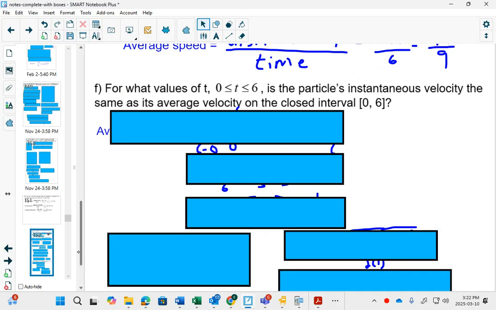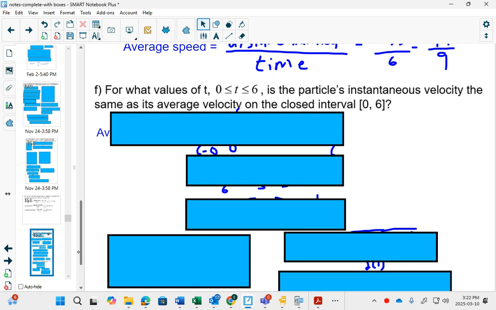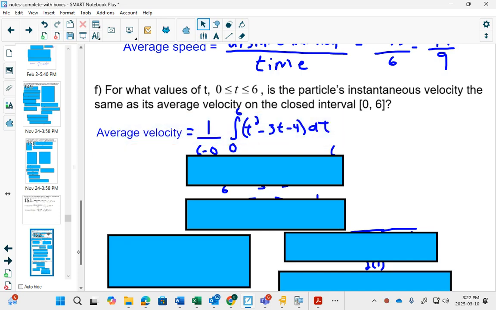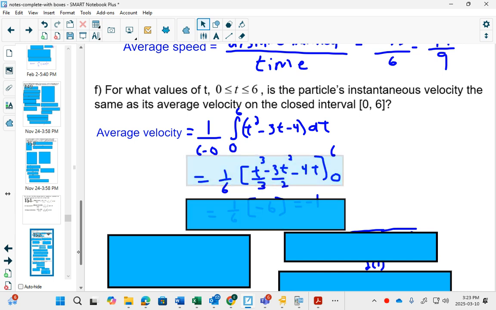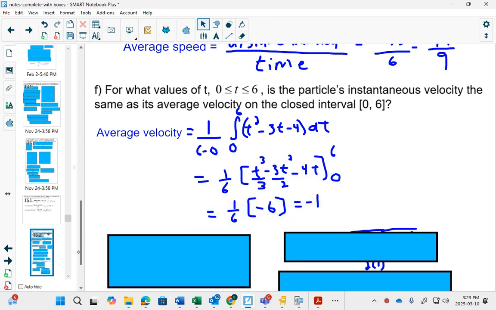And finally, the last question. For what values of t is the particle's instantaneous velocity the same as its average velocity? So if I want to find average velocity, I could use my average function formula, or I could do my change in displacement over change in time. It happens to be a nice minus 1.